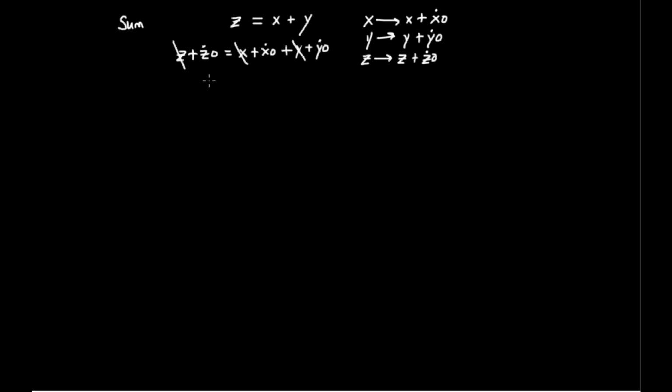Those three terms disappear, and what I'm left with is z dot o is equal to x dot o plus y dot o, and then I divide both sides by o. I'm going to use the same line of argument. On the left-hand side, I get z dot, and on the right-hand side, I get x dot plus y dot.